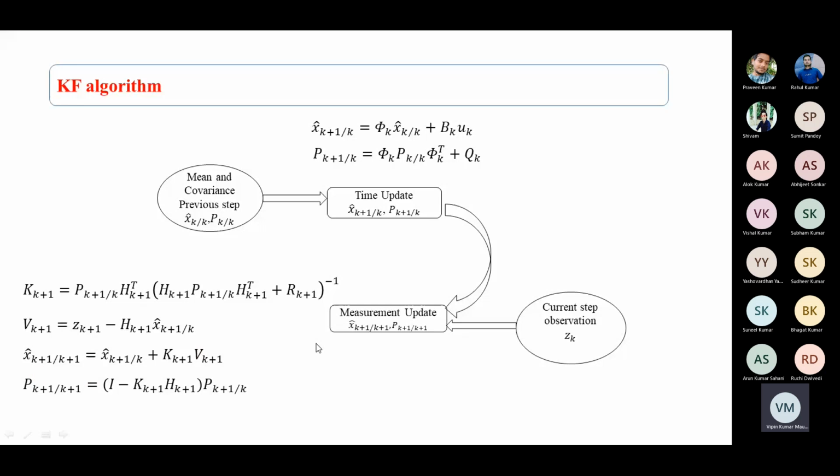So once it is done, what will happen? Now these xk plus 1 by k plus 1 and pk plus 1 by k plus 1 will be fed to the time update equation. You can see here this is completing the loop. That's why I was calling it recursive. Using some initial values, it predicted. Then using some observation, it was corrected. Then corrected value was again fed to the time update equation for prediction.